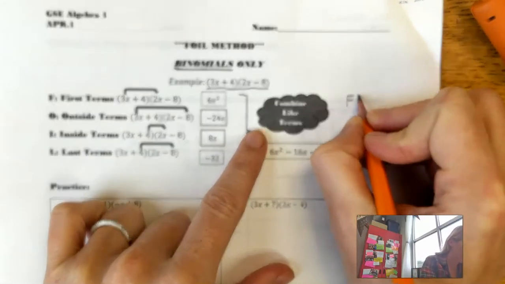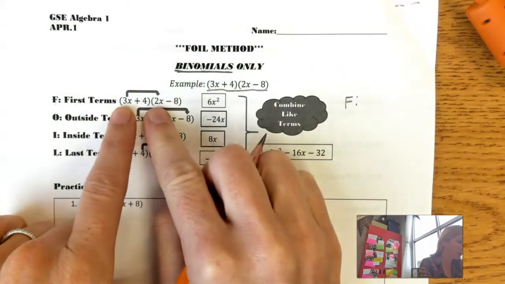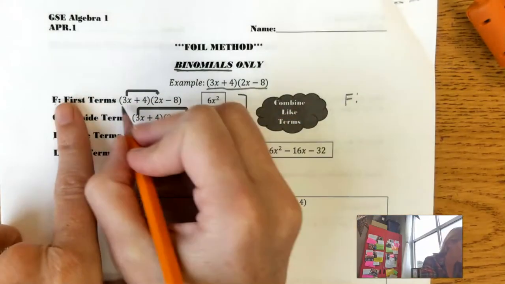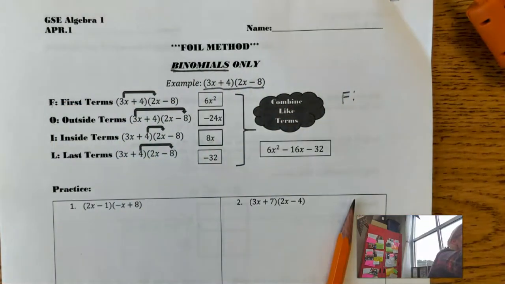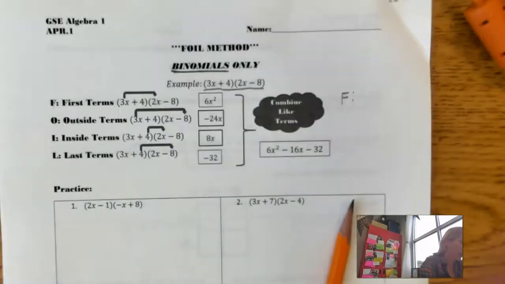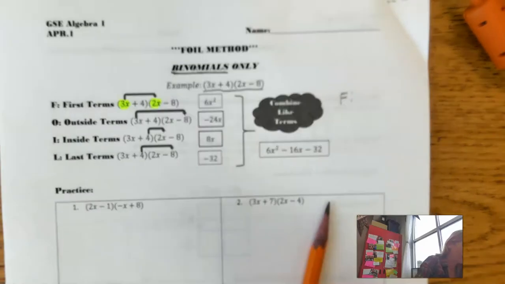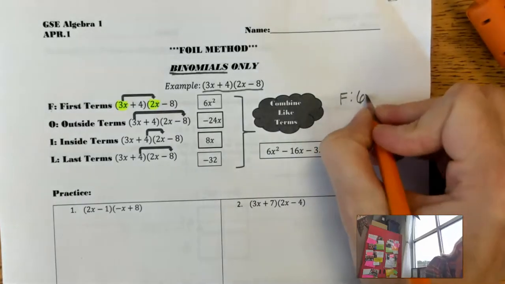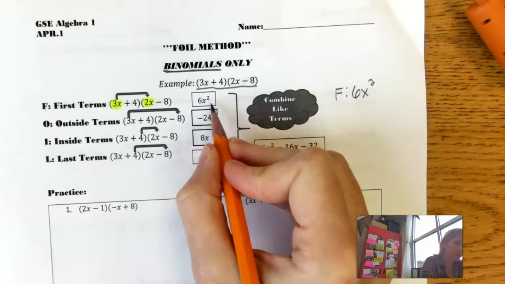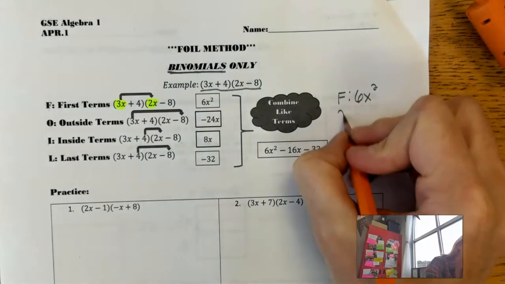So remember, F means the first term. So you'll look here and there's a little arrow so you can see the first 2 terms of each binomial, and you're going to multiply them. So here we're multiplying 3x by 2x. 3 times 2 is 6, and x times x is x squared. So we get 6x squared.